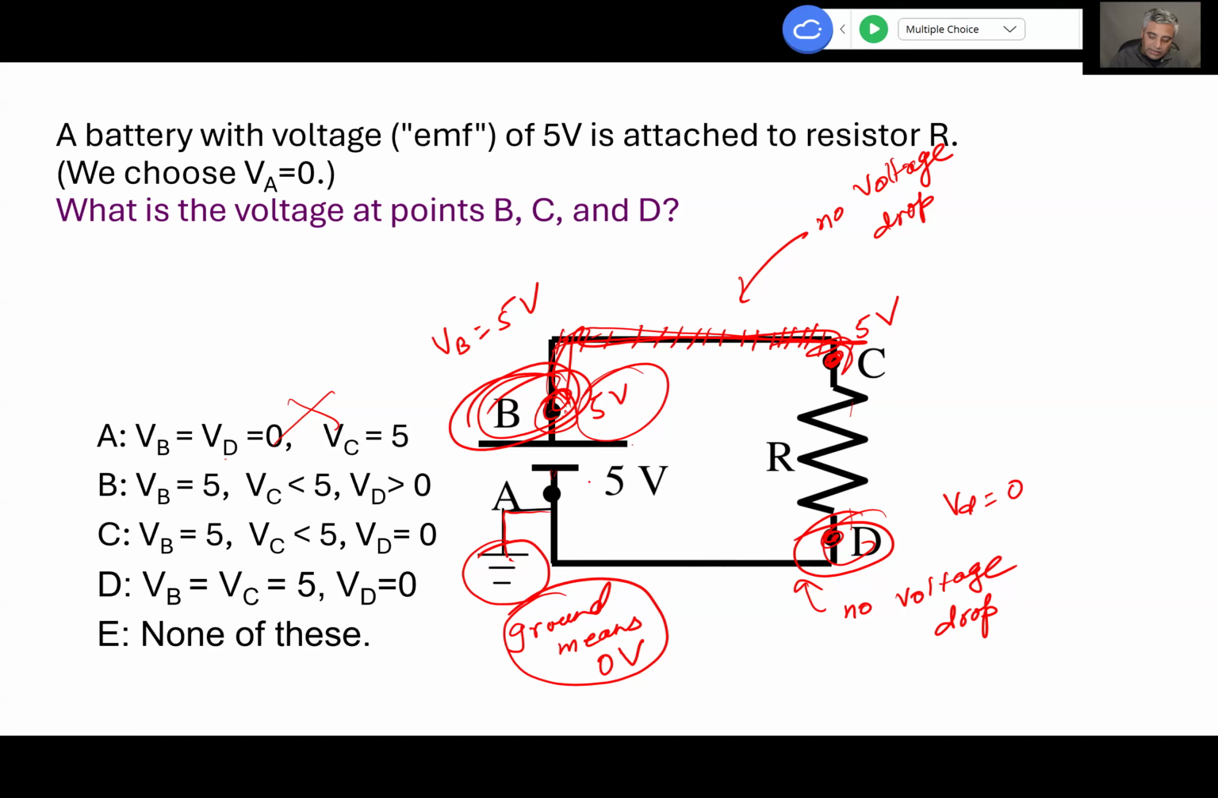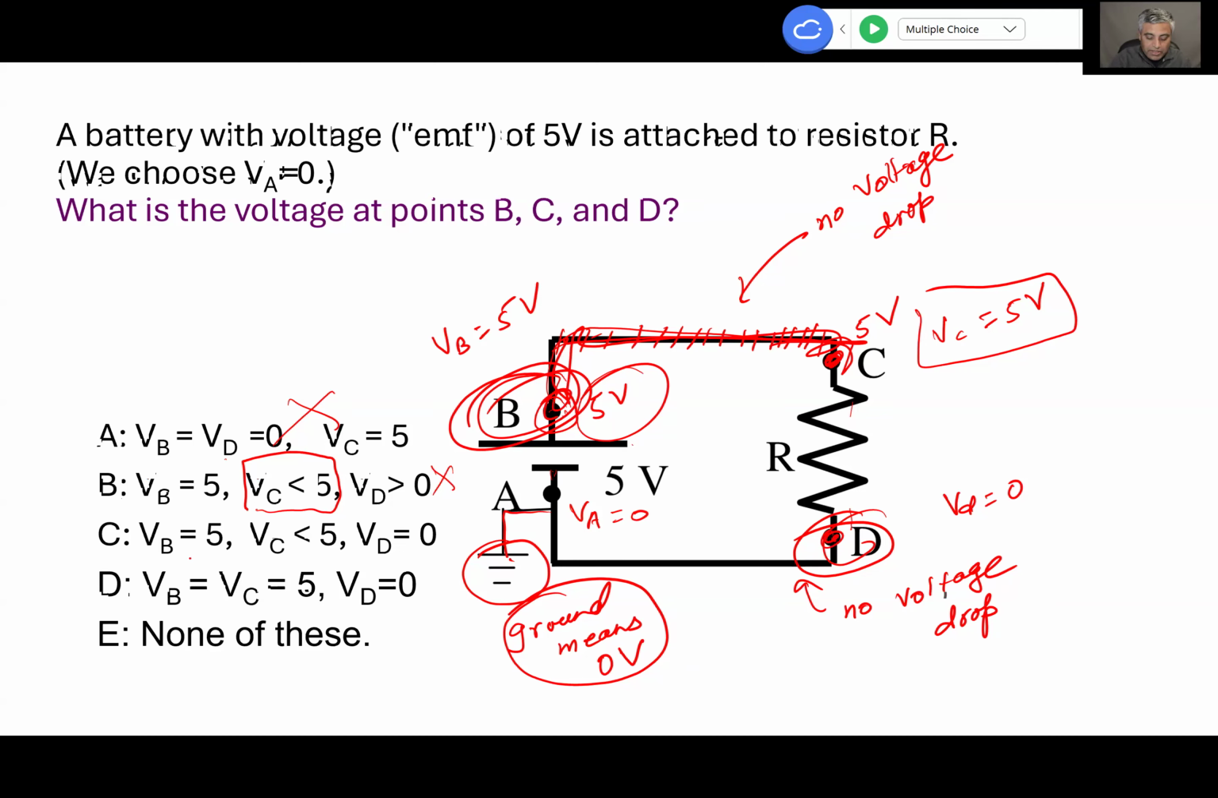And BA is 0. And BC is 5 volt. Okay, so that means, let's see if we have that information here. BB is 5 volt. Okay, that is good. BC is less than 5 volt? No, BB and BC, they have the same voltage, 5 volt. Okay, so that's why this cannot be correct.